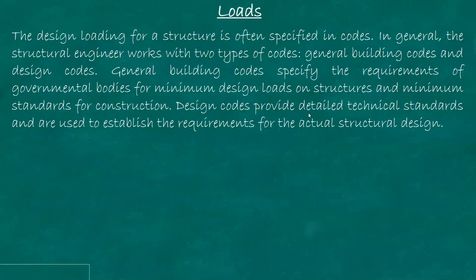So, the design loading for a structure is often specified in codes. In general, the structural engineer works with two types of codes, general building codes and design codes. General building codes specify the requirements of governmental bodies for minimum design loads on structures and minimum standards for construction. Design codes provide detailed technical standards and are used to establish the requirements for the actual structural design.